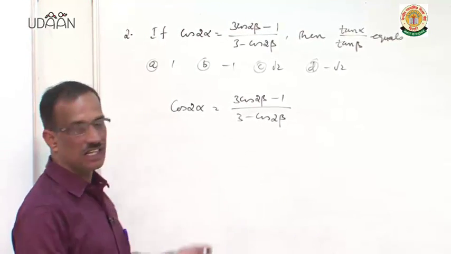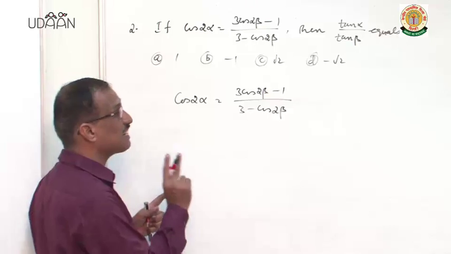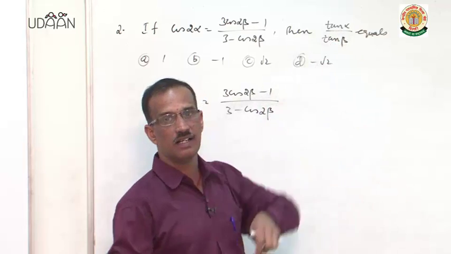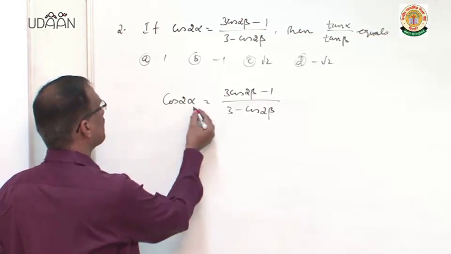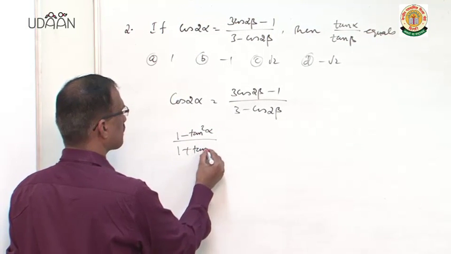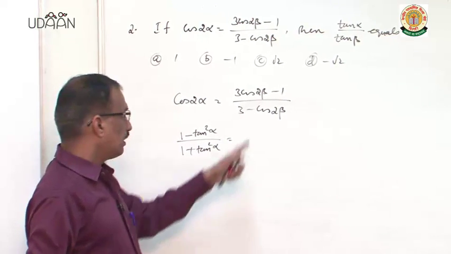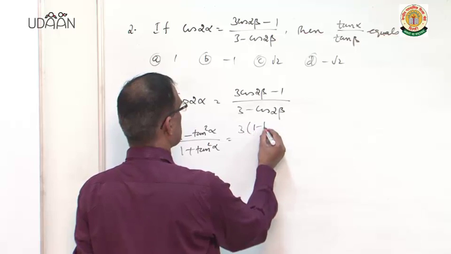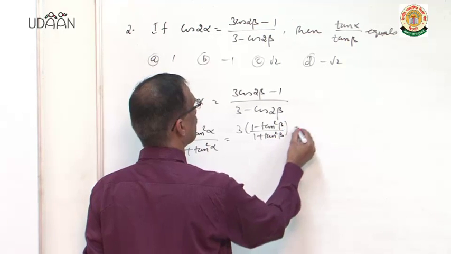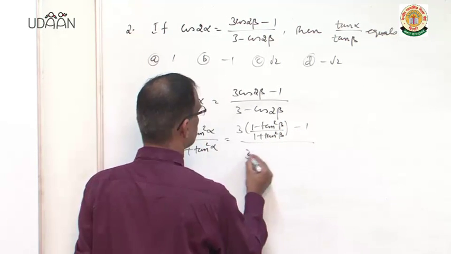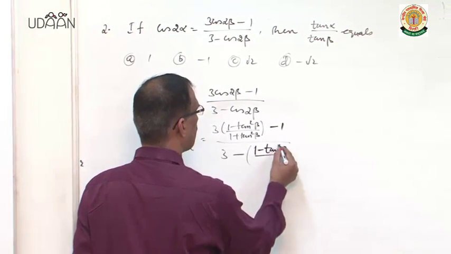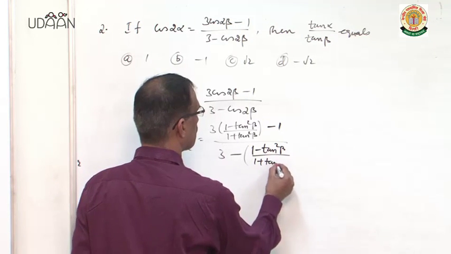You know cos 2 theta equals what? So, cos 2 theta in terms of tan. Why do we need it in terms of tan? We need the ratio of tan alpha and tan beta. So, we can write cos 2 alpha as (1 minus tan squared alpha) by (1 plus tan squared alpha). Here also you write the same way, (1 minus tan squared beta) upon (1 plus tan squared beta) minus 1, upon 3 minus (1 minus tan squared beta) upon (1 plus tan squared beta).